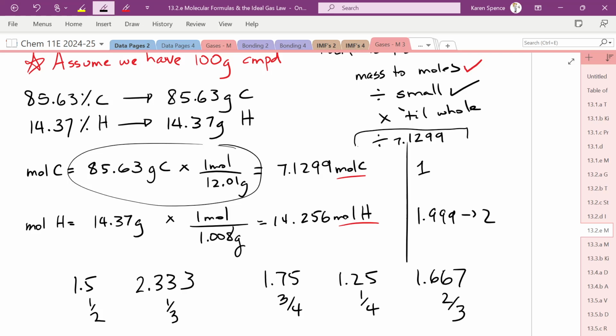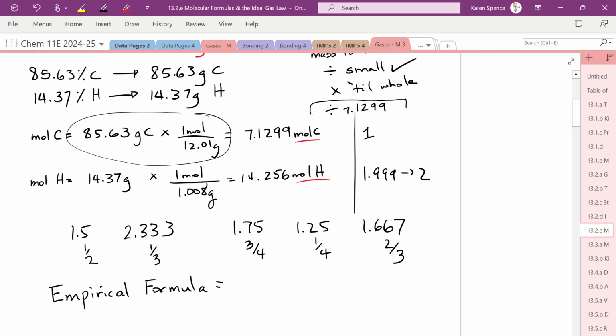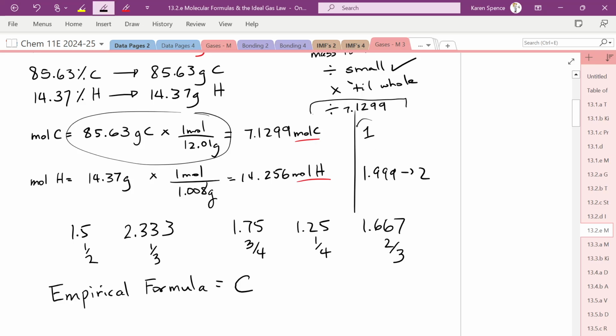And that means that our empirical formula is carbon, we have 1 of them, and hydrogen, we have 2 of them. And wouldn't it be nice if we were done, but we're not. We need to find our molecular formula. How do we find a molecular formula?